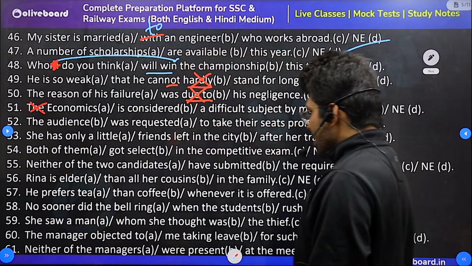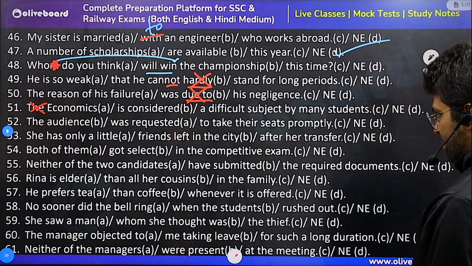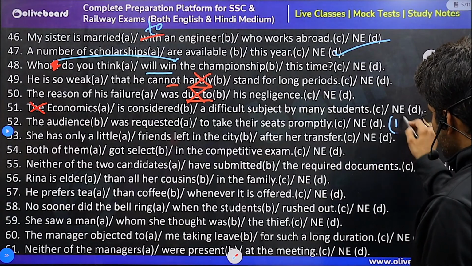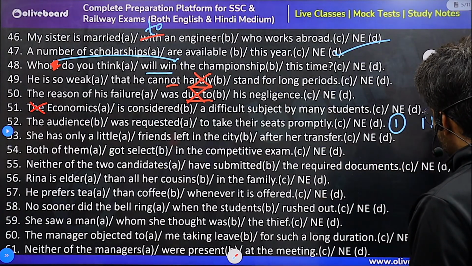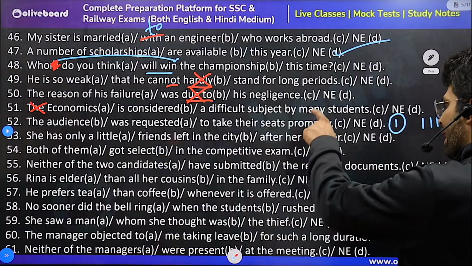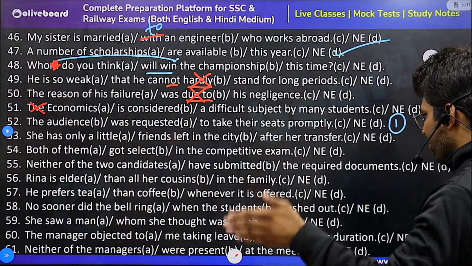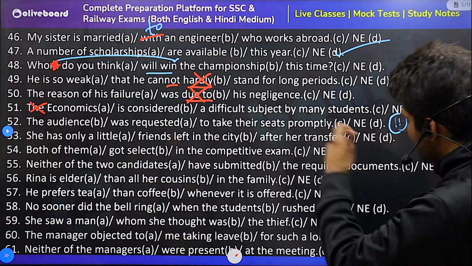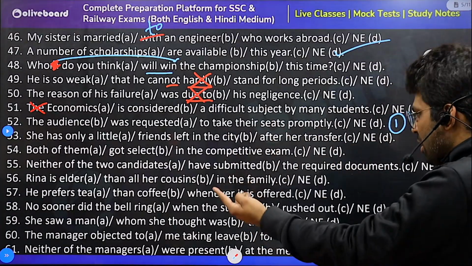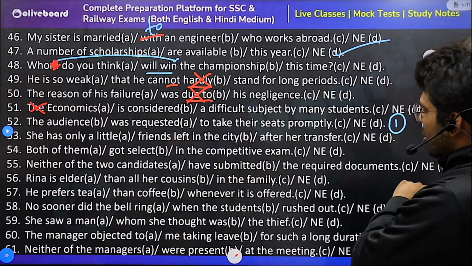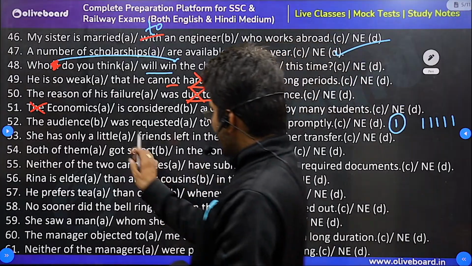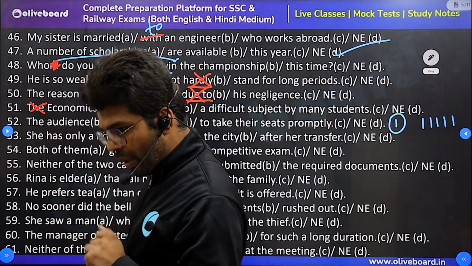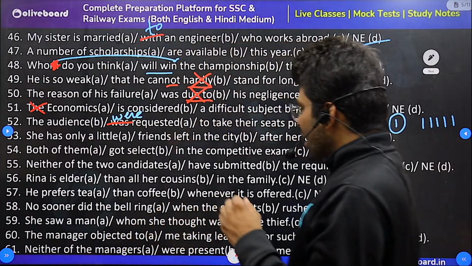The audience was requested to take their seats promptly. Audience, collective noun, is singular in case of unity, but once it is divided, is considered plural. And for seats, everyone must be taking their different seats. Seats can't be just one. Opinion can be one. Seats can't be one. They have to take their different seats. In that case, it is divided, must be considered plural. Doubts welcome.